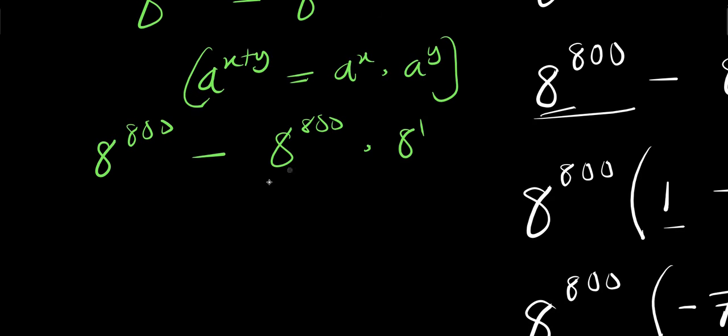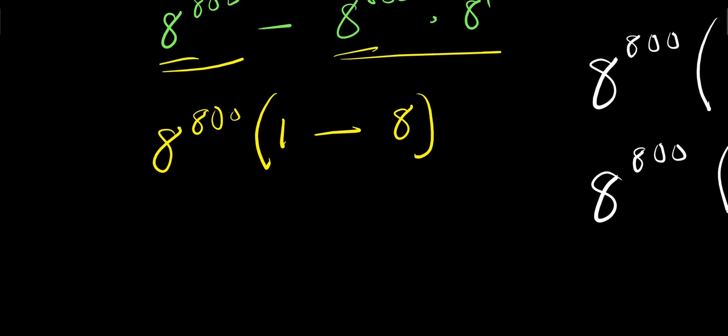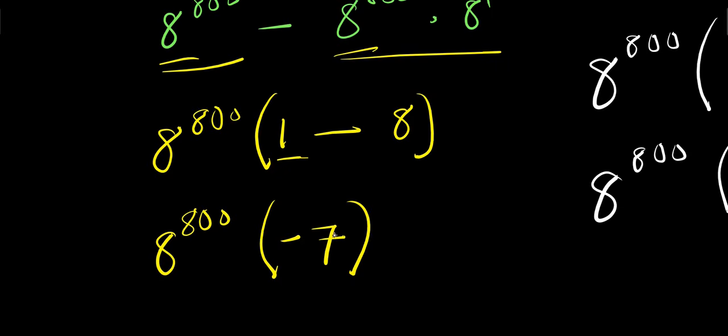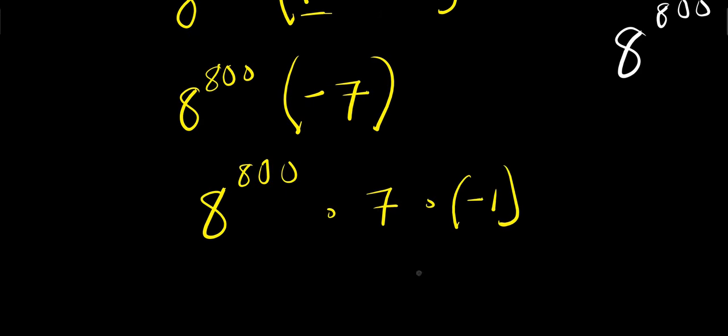So from here, we factor out 8 power 800. These divides, we have 1 minus. These divides, we have 8. So from here, we have 8 power 800, 1 minus 8, we have negative 7. So from here, we have 8 power 800 times 7 times negative 1.